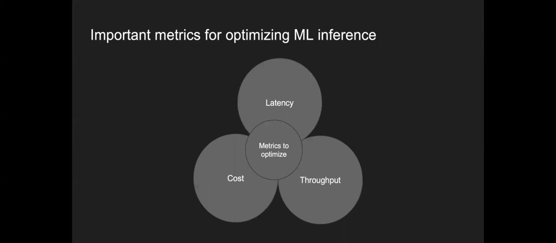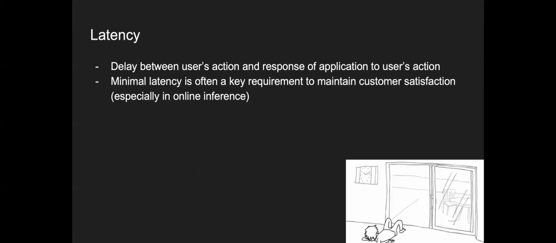So here are some important metrics for optimizing machine learning inferences. You have to look into latency, throughput, and with these, it also comes to cost. Latency is the delay between the user's action and the response of the application to the user's action. Minimal latency is often a key requirement to maintain customer satisfaction, especially in online inference.